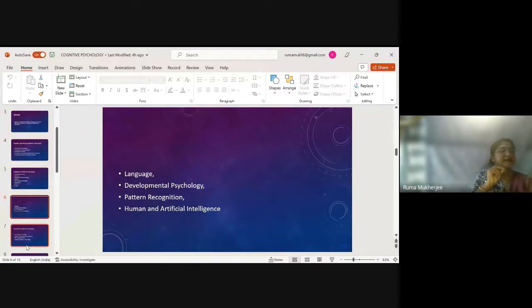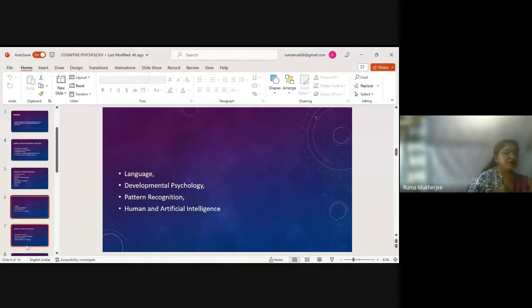Then comes thinking and concept formation. Now, thinking is the crown jewel of cognition. Why? Because thinking is the process by which new mental representations are formed through the transformation of the information that is stored in memory. So this is another most important part.